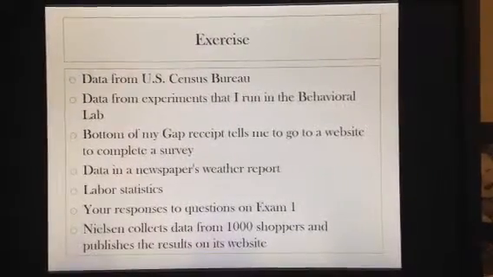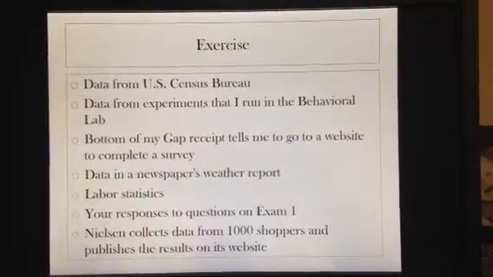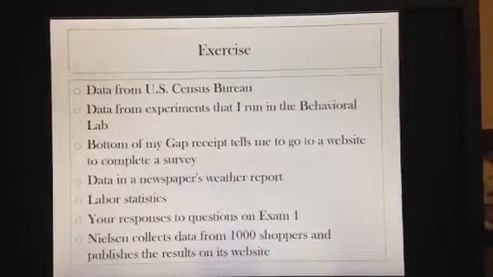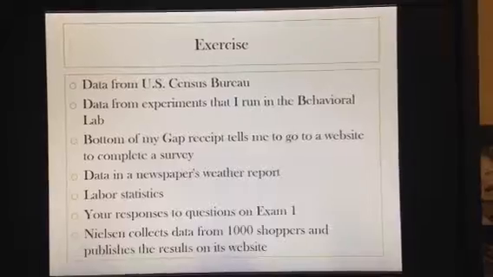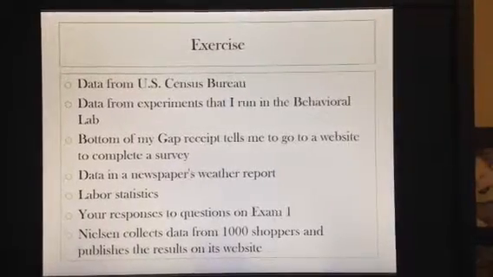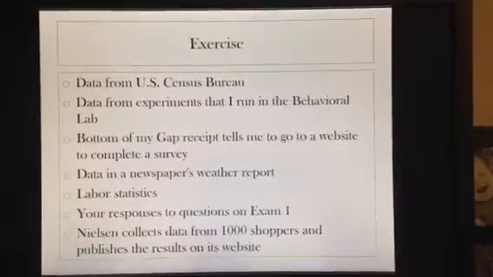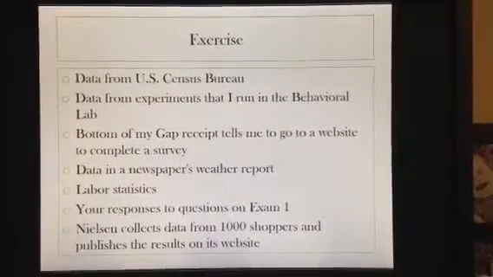Nielsen collects data from 1,000 shoppers and publishes the results on its website. Your company has a subscription to look at this data. To you, what kind of data is it? Secondary data, right? Because you're not collecting the data, somebody else is. But if you worked for Nielsen, then it becomes primary data. Does this make sense? It should.